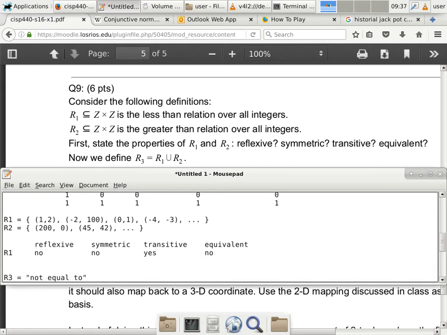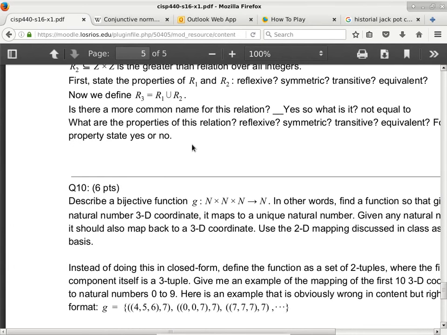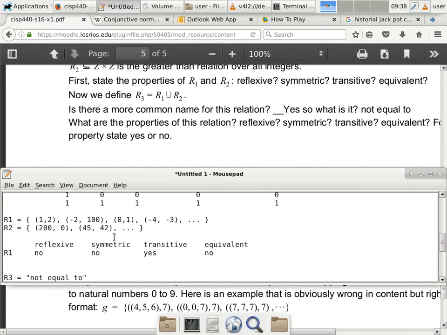So knowing that R3 is not equal to, we want to find out these four things about R3. So we'll just add it here. With R3, is it reflexive? x does not equal x for all x in integers. That's not true, because x does not equal x is not true for any integer in the set of integers. So it's definitely not reflexive, which also makes it not equivalent.